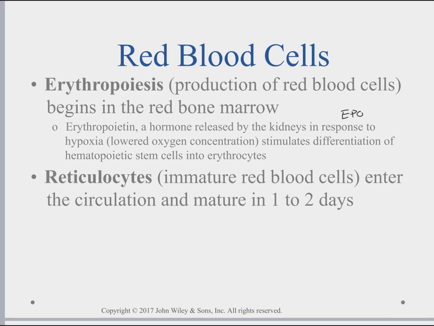Now, again, some key words. We have this reticulocyte. This immature red blood cell enters the circulation at about day 7, and in 1 to 3 days, it matures to a full functional erythrocyte.